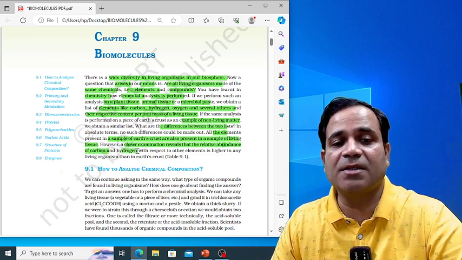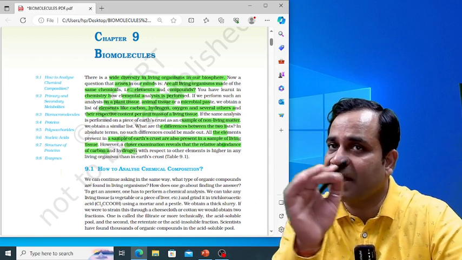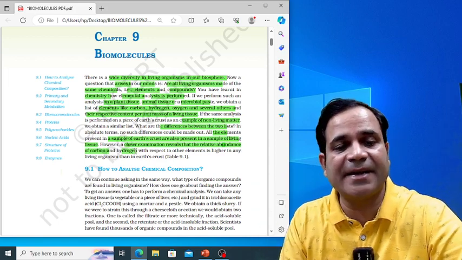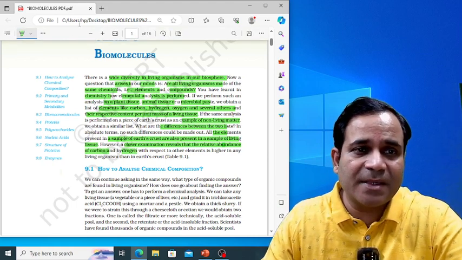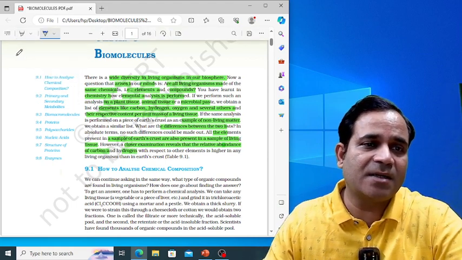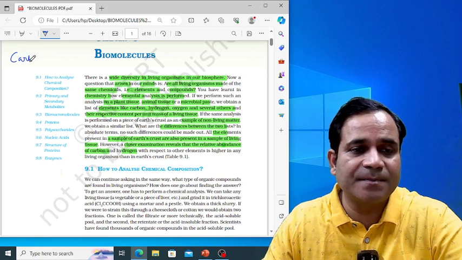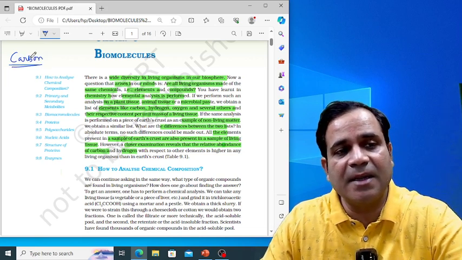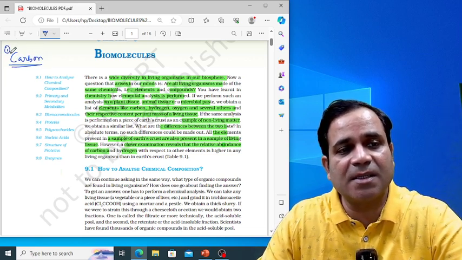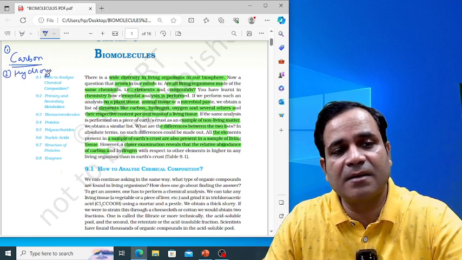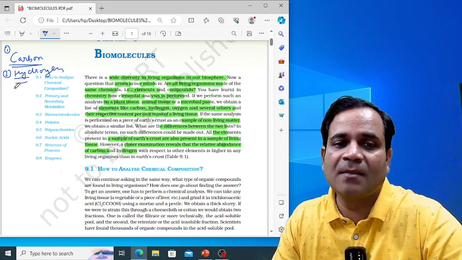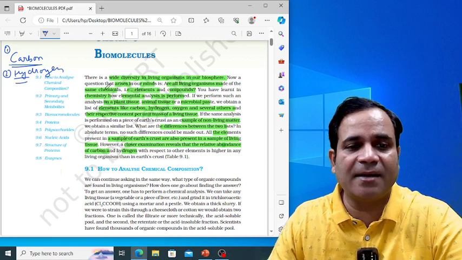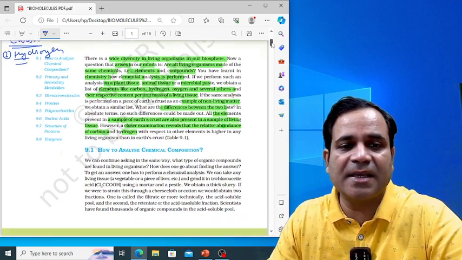Carbon and hydrogen. So whatever we are seeing around us, basically two elements matter here. The first one is carbon, and the second one is hydrogen. With respect to other elements, these are higher in living organisms.